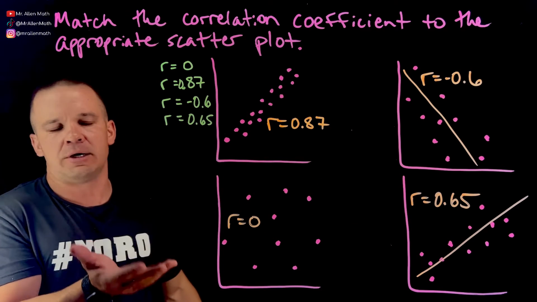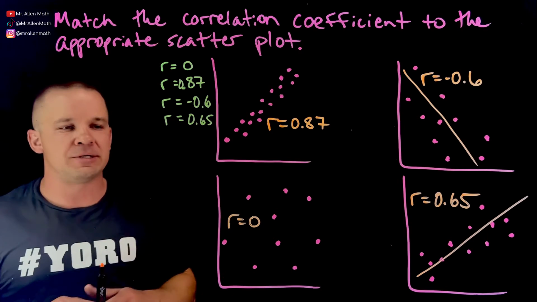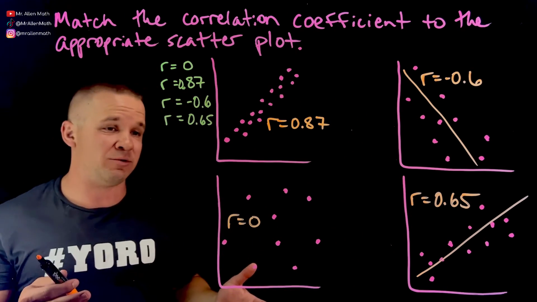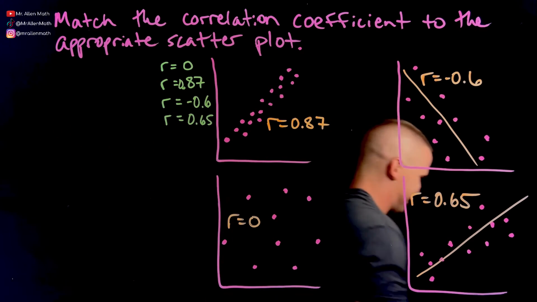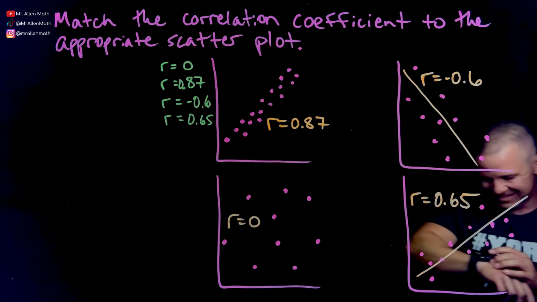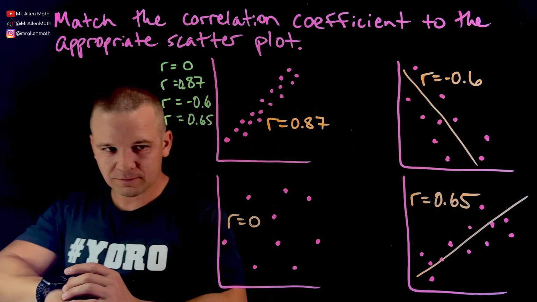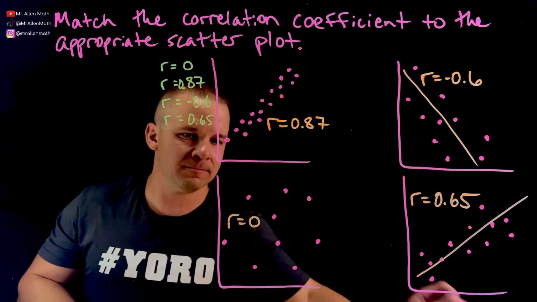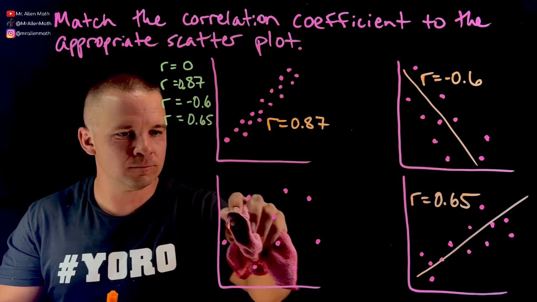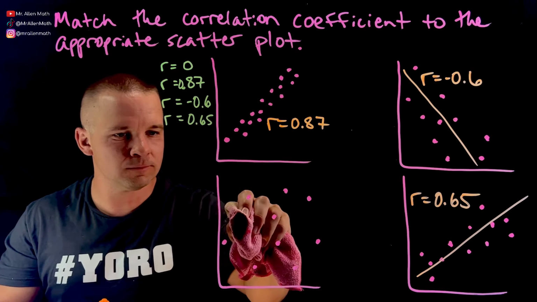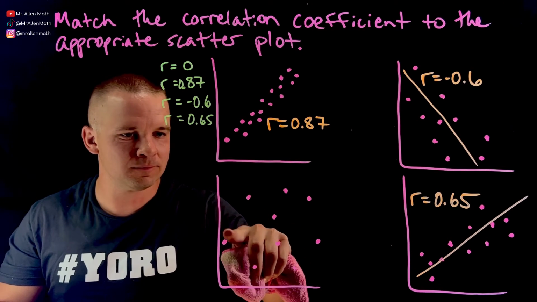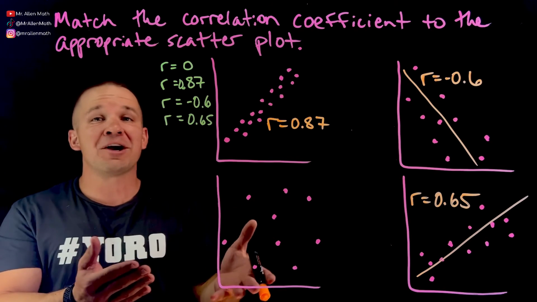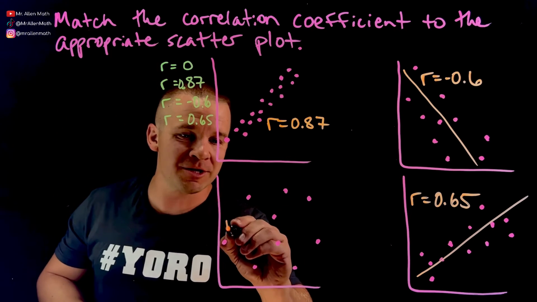It's not going to be necessarily 0 right on the nose, but for our purposes, really close to 0 or 0. They're just scattered everywhere. There's really no trend. And for our last one here, obviously our pick is going to be R equals 0. So let's jot that down.